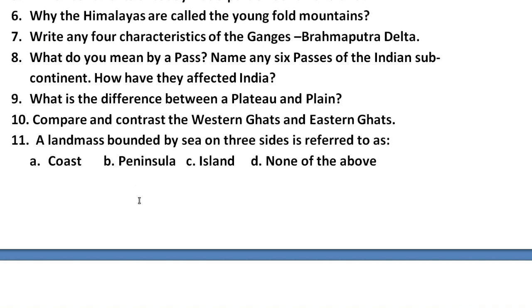Next, question number 11: a landmass bounded by sea on 3 sides is referred to as. So these are the options: it is known as coast, or peninsula, or island, or maybe none of the above. You have to choose the correct answer, that a landmass bounded by sea on 3 sides, what is it called.